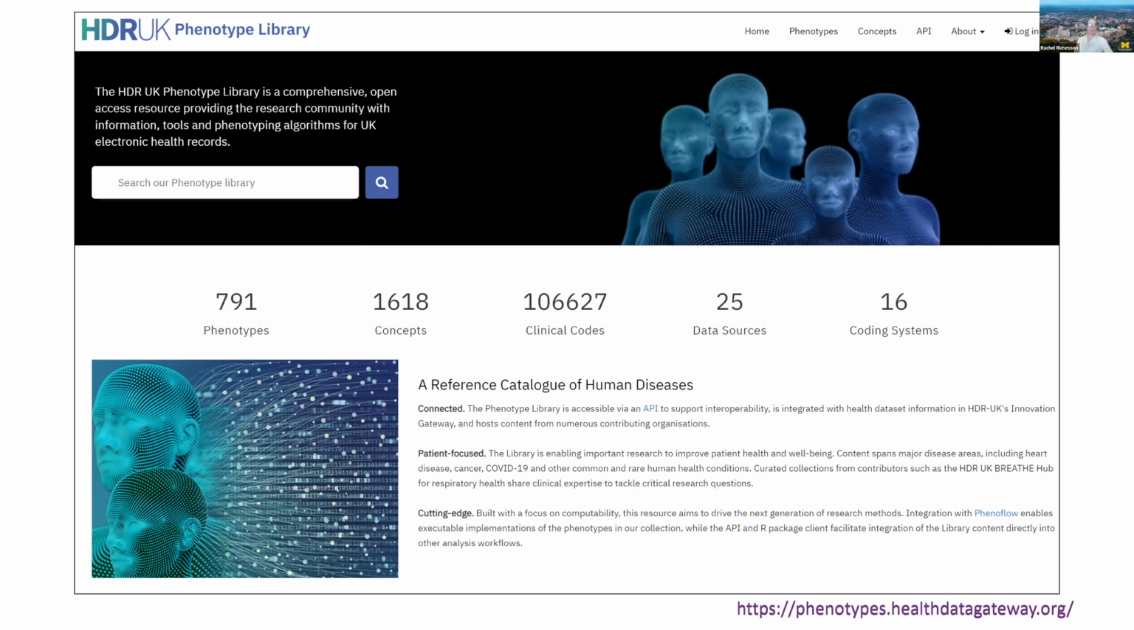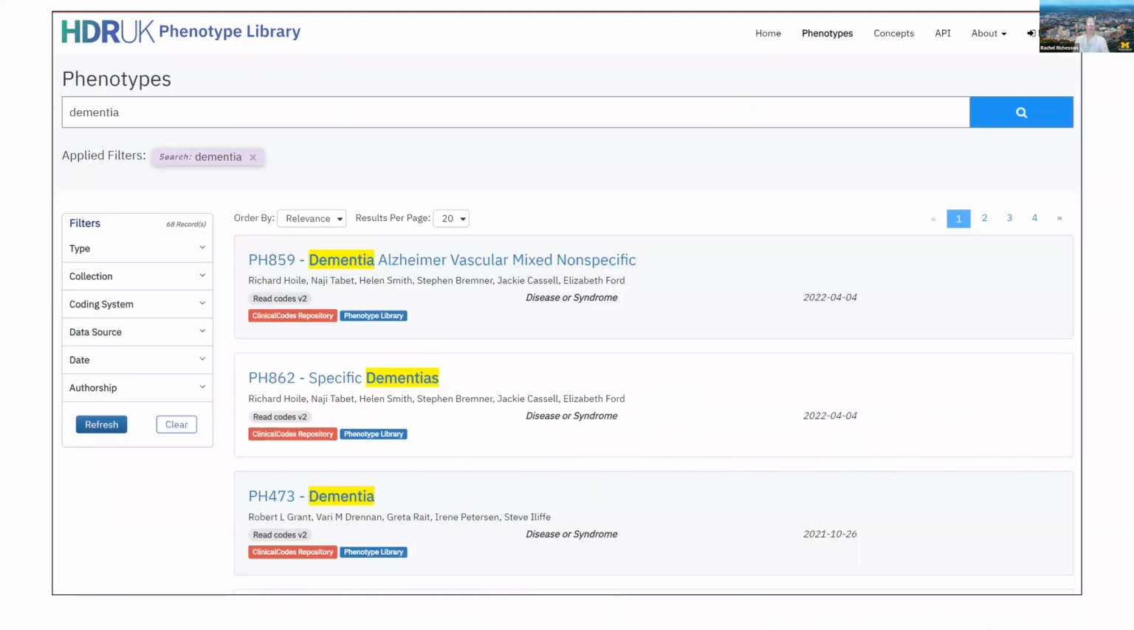They have recently put forward a phenotype library that has over 791 phenotypes right now. Just to give you a flavor of that, I haven't used this extensively myself, but it would certainly be on my list of places to look at, because what you have is, I just searched dementias, which is what's highlighted in yellow. So you have a name of a phenotype definition, a code number for that definition, and some information on the left about the coding systems used, the data source, date, authorship. These are sort of important things to know.